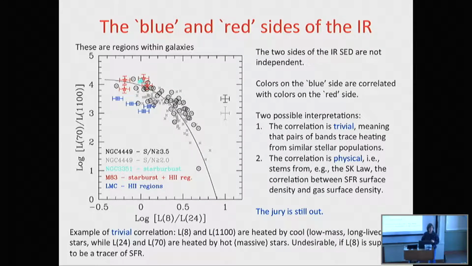Or it could be physical, because there is a mechanical law. If you have more star formation rate, you have more dust, or more gas, or vice versa. And so the correlation could be physical. The problem is that we don't know yet.